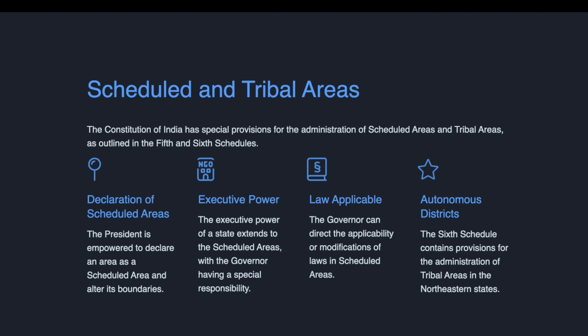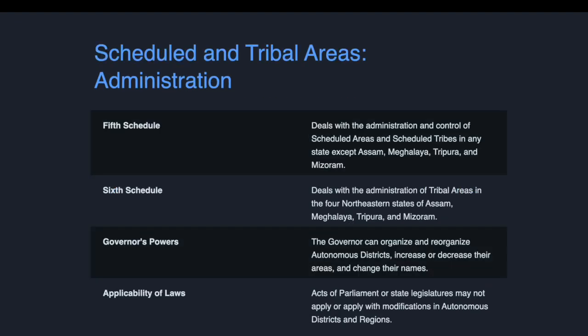So, declaration of scheduled area is by the President. The President is empowered to declare an area scheduled area and alter its boundaries as well. The executive power of a state extends to the scheduled areas, with the governor having a special responsibility. The governor can direct the applicability or modification of laws in scheduled areas. The 6th schedule contains provision for the administration of tribal areas in certain states: Assam, Meghalaya, Tripura, Mizoram.